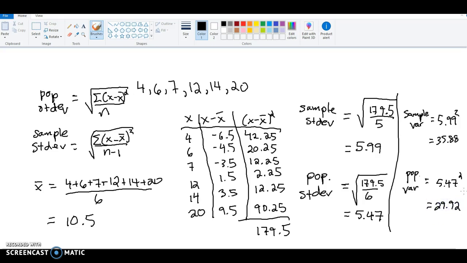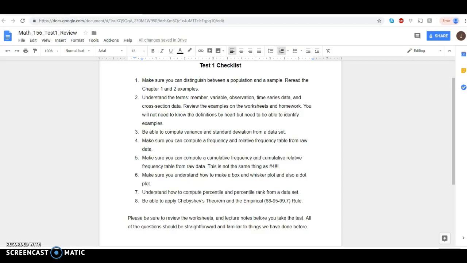Alright, so those are your two values for both the sample and population level. So you'll need to be able to compute one of these of similar length by hand. So let's go back to that test review. What else do we have?